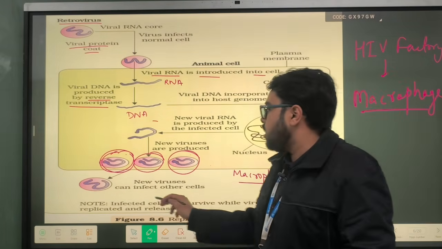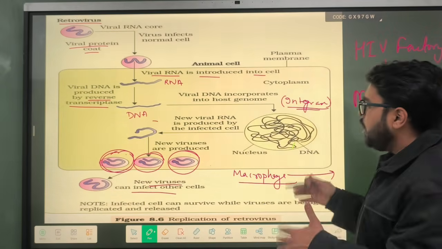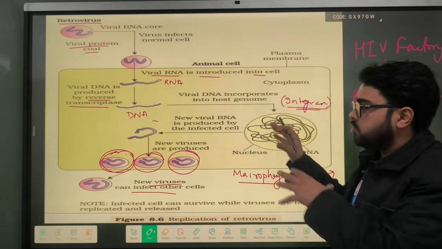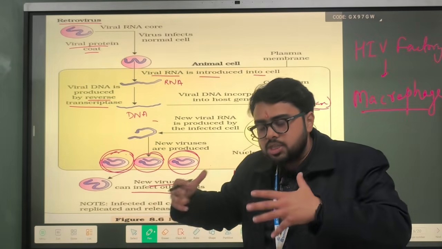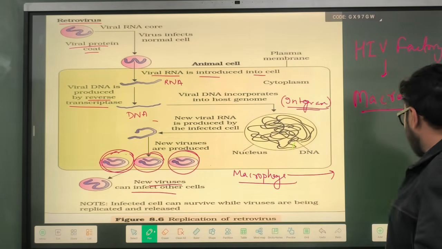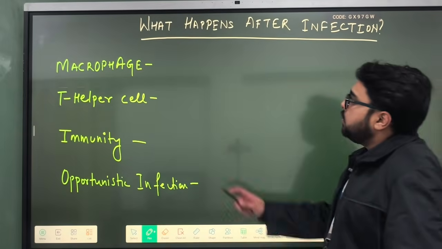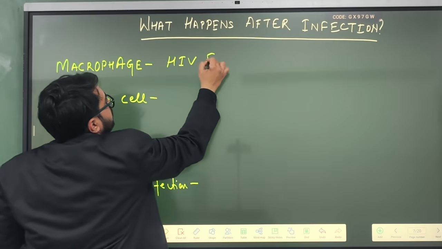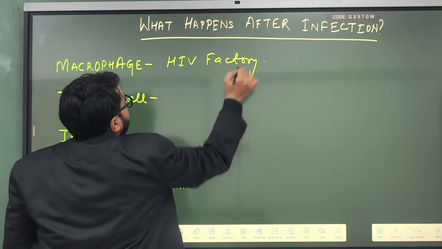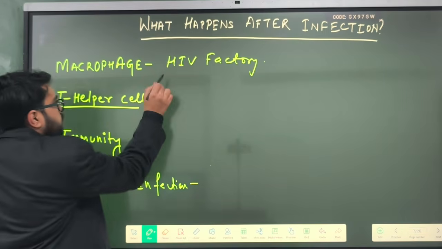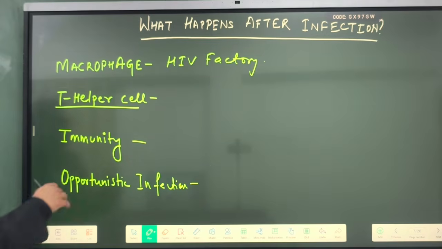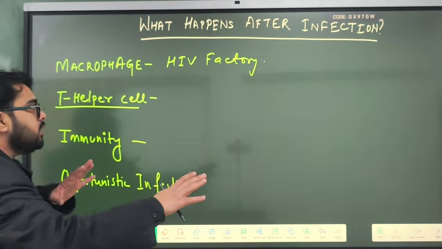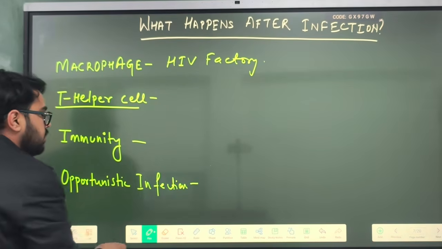Okay, so many HIV particles are produced. Now what will happen when the macrophage cells get destroyed, or when it acts as an HIV factory? What will happen after that? So the macrophage is acting as an HIV factory, that we have understood. Simultaneously, not after, these viruses will start attacking the T helper cell.